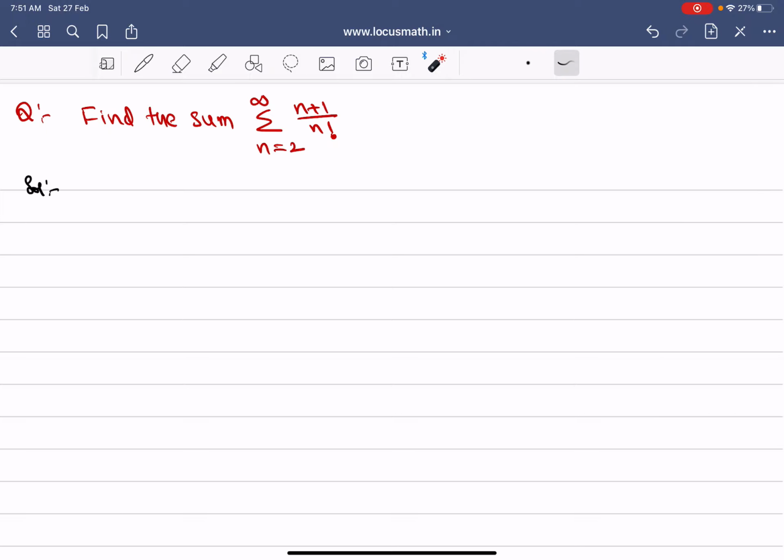Question: find the sum, sigma n equals 2 to infinity, (n plus 1) over n factorial. Solution: so to find the sum, we have e power x is equal to 1 plus x square by 2 factorial plus x cube by 3 factorial, etc.